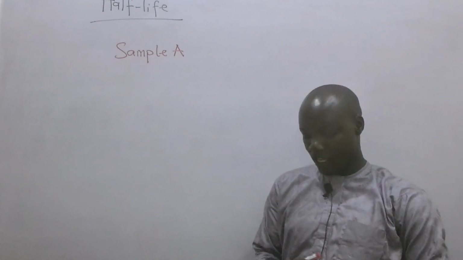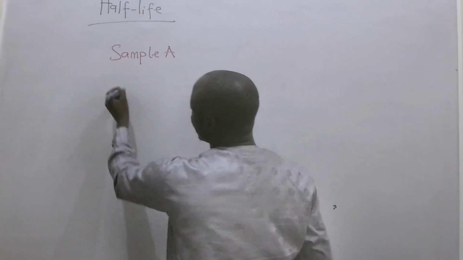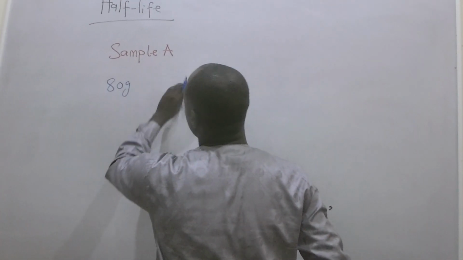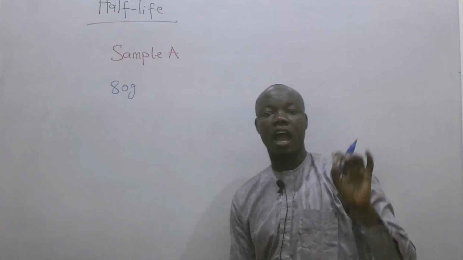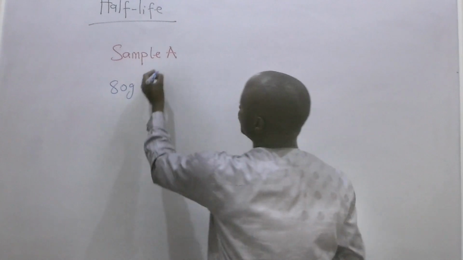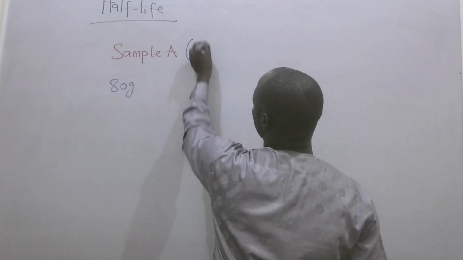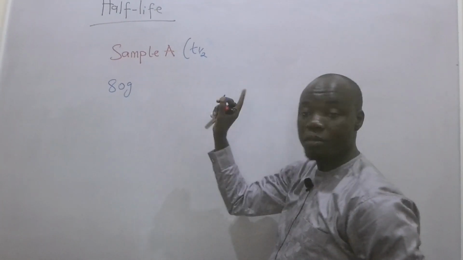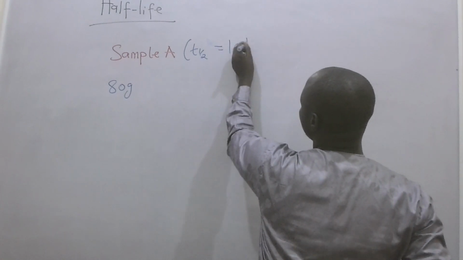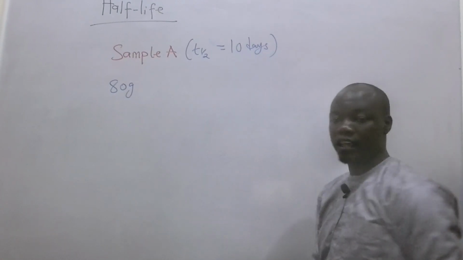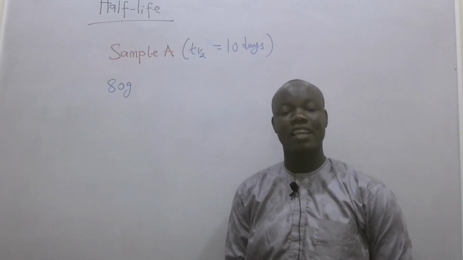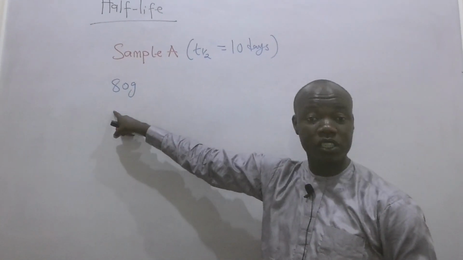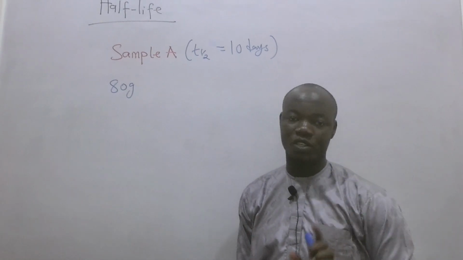and the mass of sample A is, let's say, 80 gram. And the half-life for this sample A, we represent half-life with T half. So we use T half to represent half-life. So let's say the T half, that is the half-life of sample A, is 10 days. The half-life of sample A is 10 days. That means that after every 10 days, the mass of sample A will decay to half of its original mass.